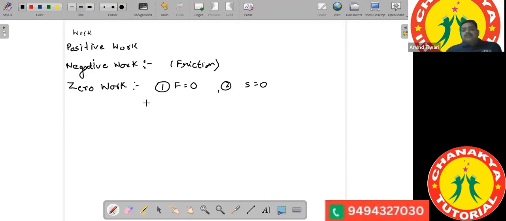The third case of zero work done is when the force makes 90 degrees with the displacement, so the force is perpendicular to the displacement. It is zero work done as no component of the force is utilized for the displacement. So in this case, there will be zero work done.